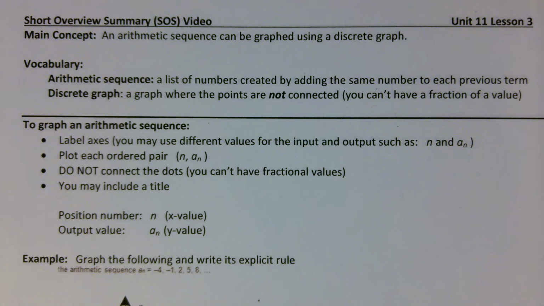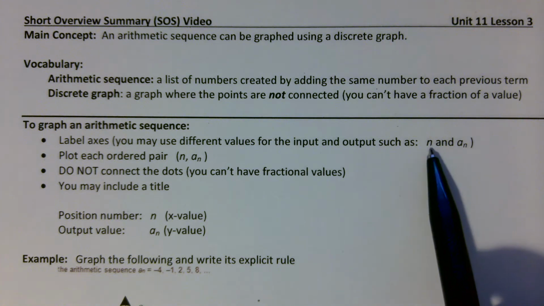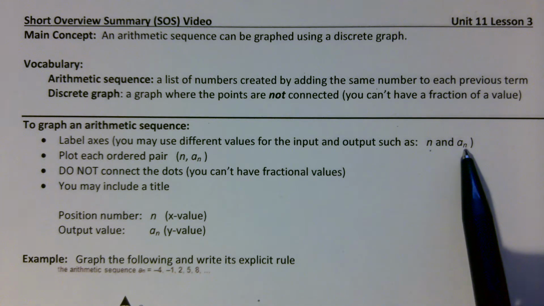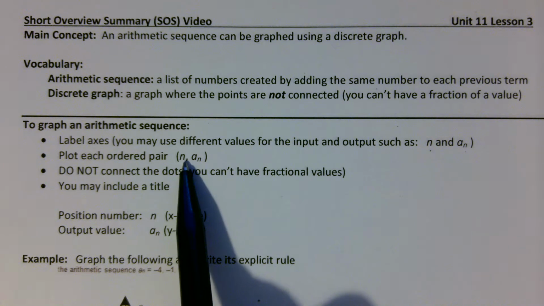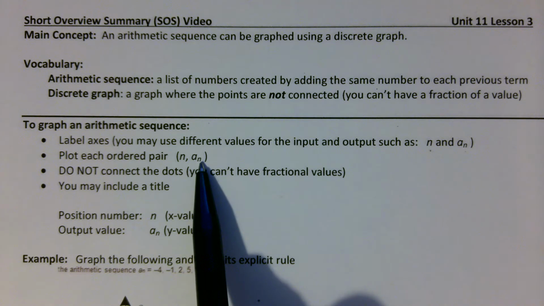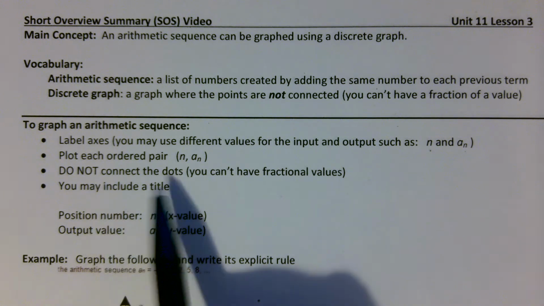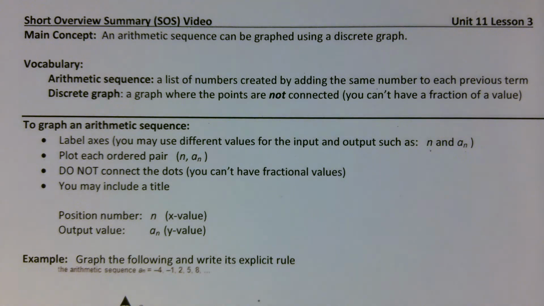You might want to use, instead of our traditional x and y, other variables such as n and a sub n that show the input and the output. Then you plot each ordered pair. Remember, n is our input, usually your place value, first place, second place, and a sub n is the value. What number is actually in first place, in second place? Do not connect the dots. You can't have a fraction of a place. There's no place that's between first and second place.